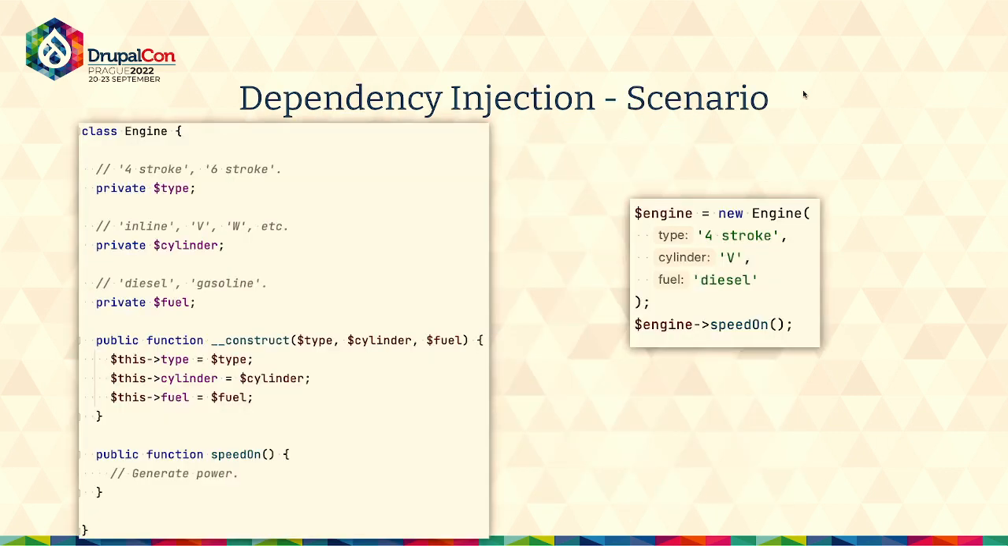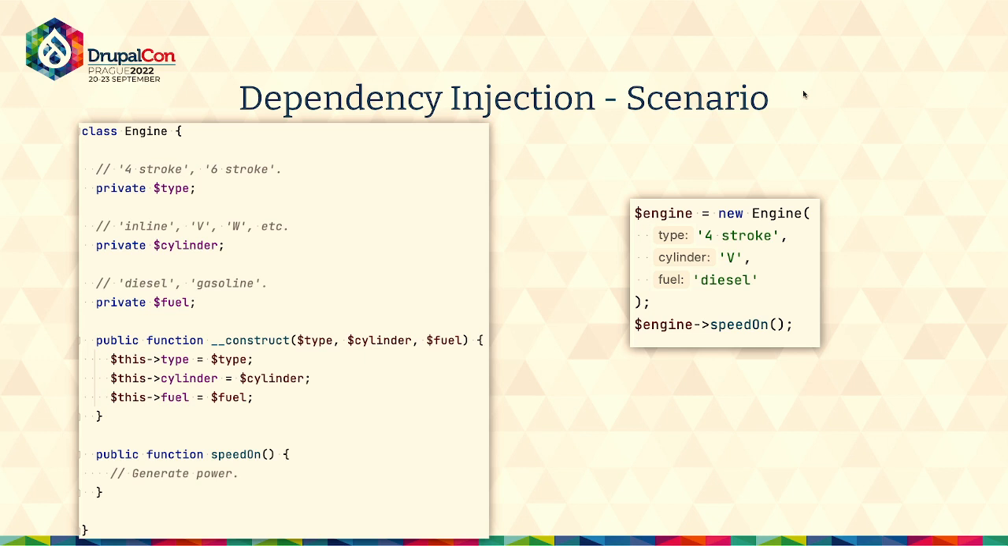And to map our example into PHP, we considered two real-life objects. One is car and one is engine. So an engine class would look like this. It might have a type, it might have a cylinder, it might have a fuel. And just for the sake of this slide, there's just a speed on or accelerate. The way you create an object of engine is on the right, just with the new keyword, and then call the method on it.